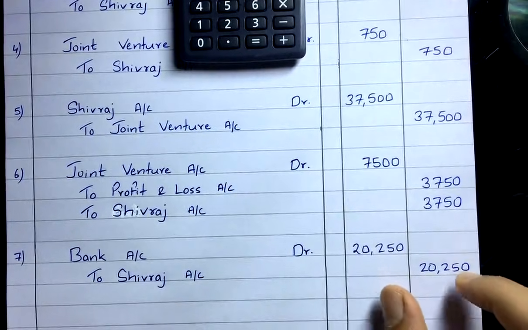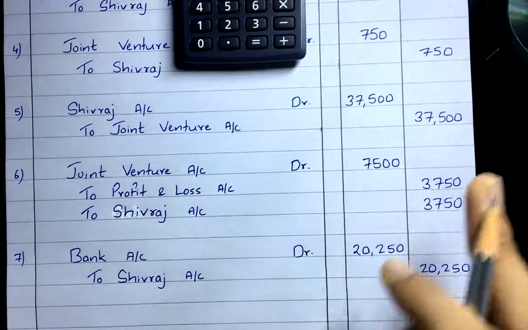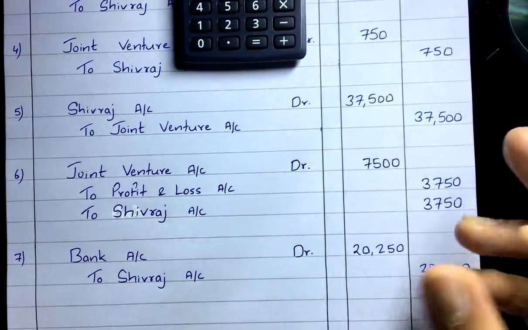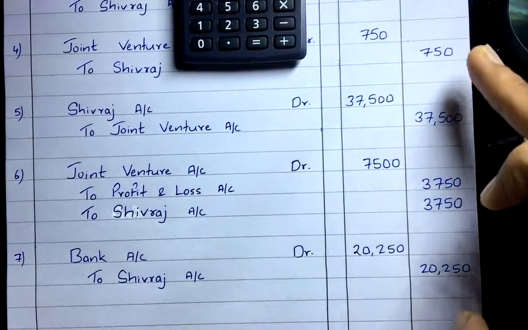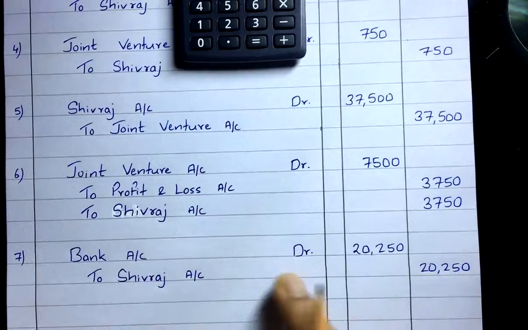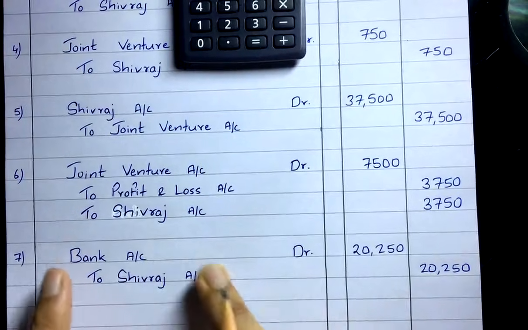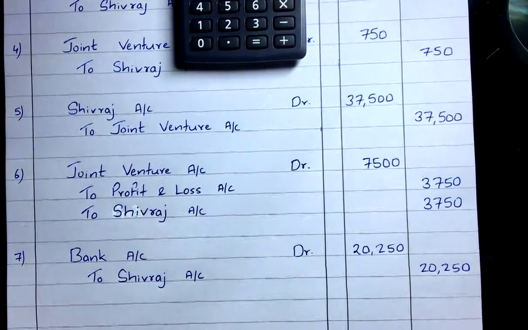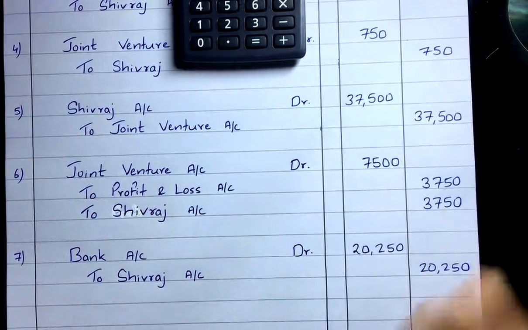How to find out the balance in Shivraj account? You need to compare the Shivraj amounts on the debit side and the credit side, and you have to find out the balance. See, here the credit side was shorter, so he had to pay to Karthik. So Karthik got the money, his bank account increased, and Shivraj account decreased. So to Shivraj account 20,250. Simple, right? Okay, now let's see the ledger accounts.